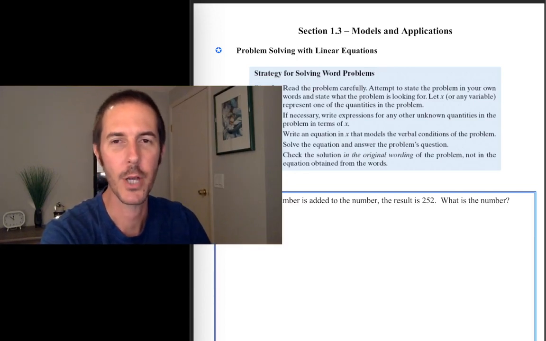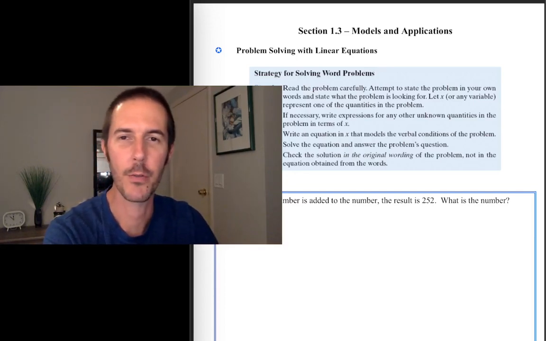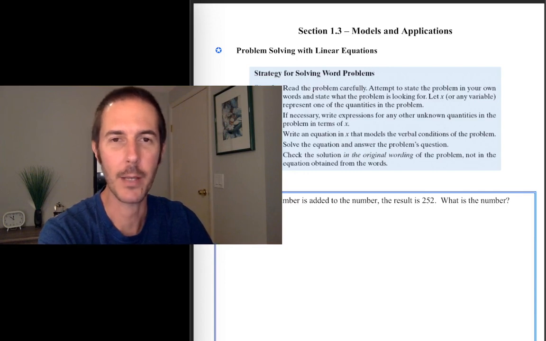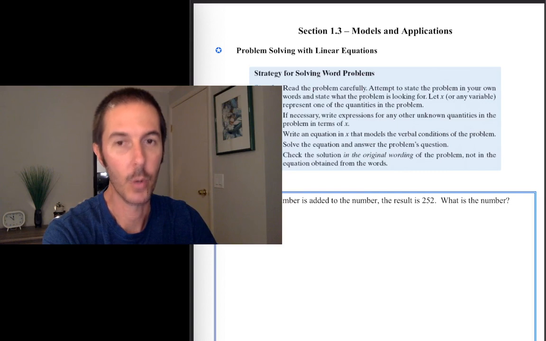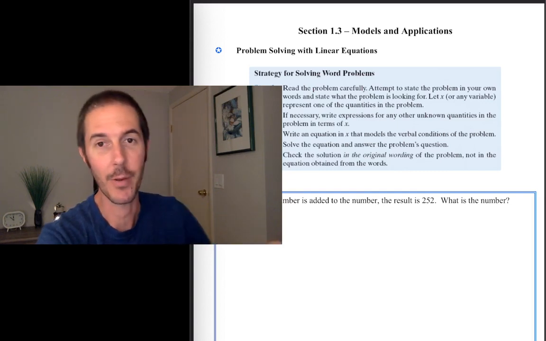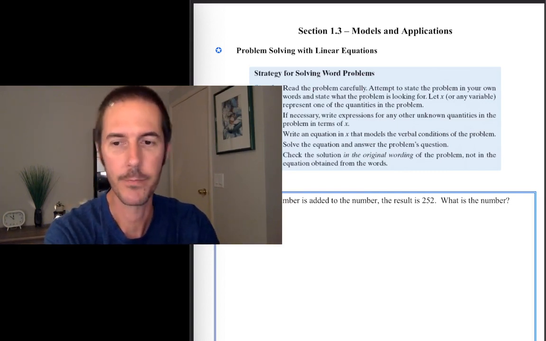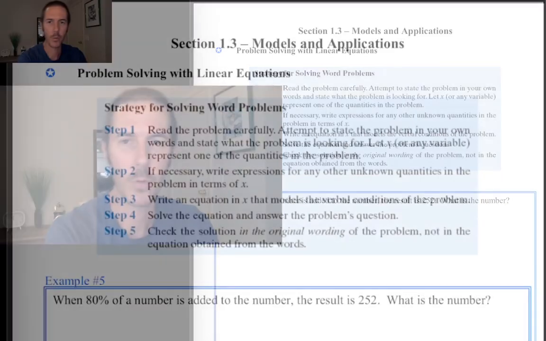Welcome to College Algebra, Chapter 1, Section 3, Models and Applications, which is basically code for word problems. Sorry about that. Don't shoot the messenger. Let's have a look at some word problems.